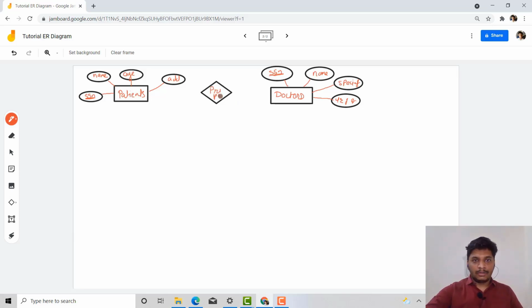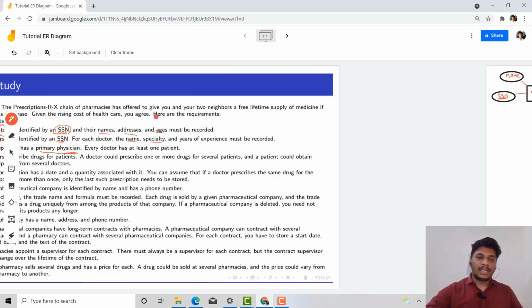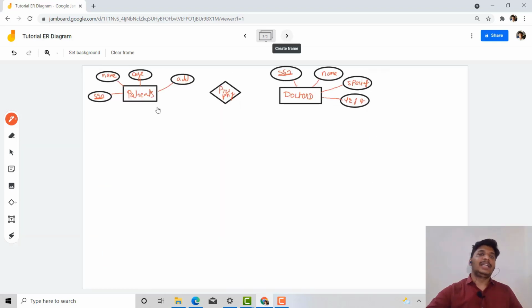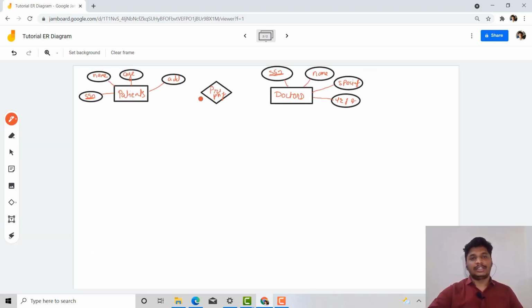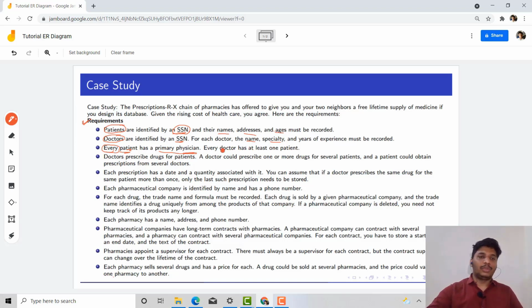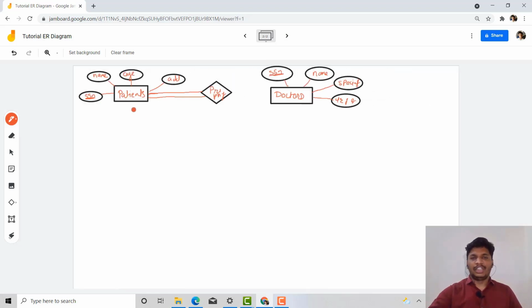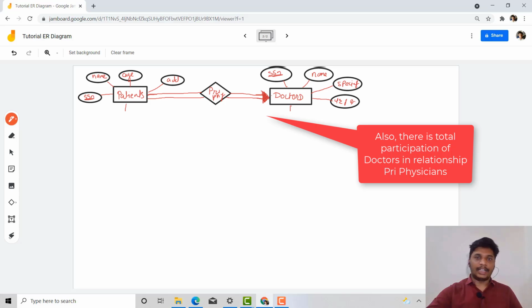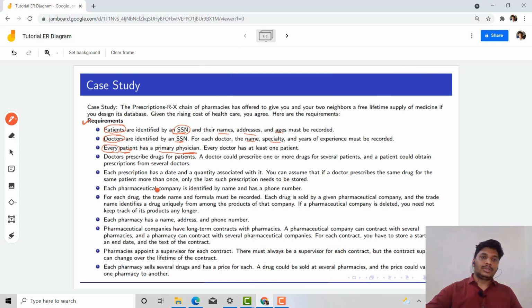So primary physician. Okay, and now here every patient has a primary physician, means there is total participation of patients in the relationship primary physician. So we need to draw double lines here. And now here every doctor has at least one patient, means there is a many to one relationship between the patient and the doctor. So we need to draw an arrow here, so it represents one, that is at most one.